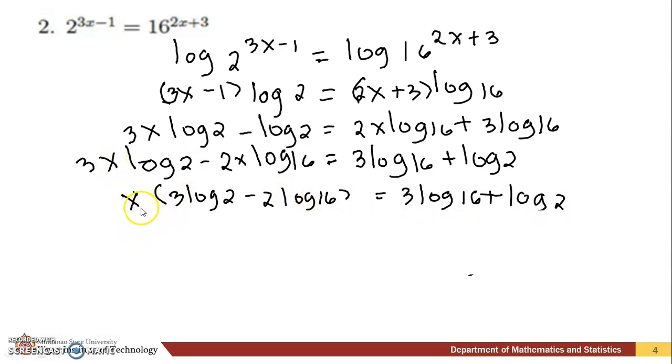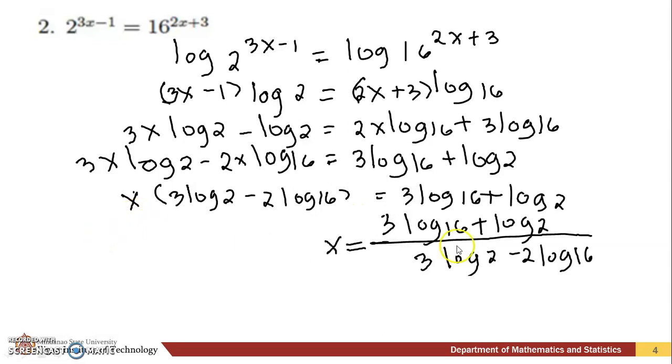Solving for x, we can divide both sides by this quantity, 3 log of 2 minus 2 log of 16. So dividing that by 3 log of 2 minus 2 log of 16 to get the value of x. So x now is 3 log of 16 plus log of 2 all over 3 log of 2 minus 2 log of 16.